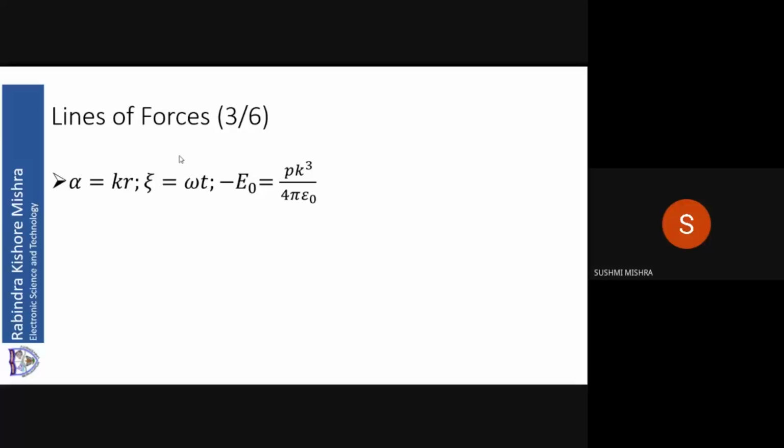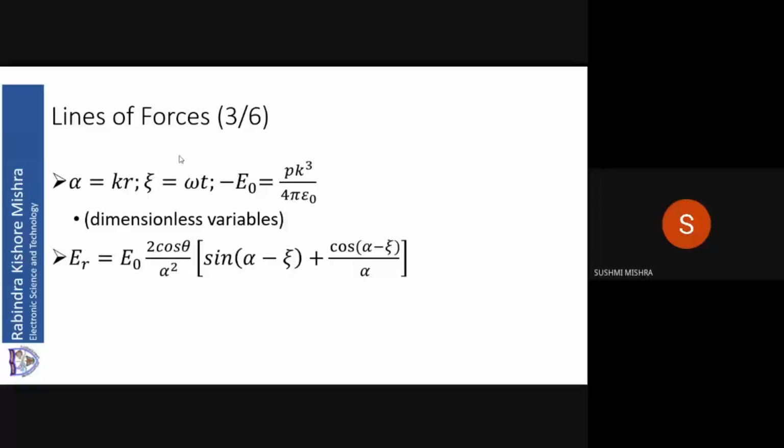Xi is equal to omega t. Omega is equal to 2 pi f, and f is equal to 1 by capital T, so t upon capital T is dimensionless. So xi is dimensionless. Similarly, you can see E0 is equal to p k q by 4 pi epsilon 0. That also is a dimensionless quantity. So all these are dimensionless variables, and I will replace these in the original equations.